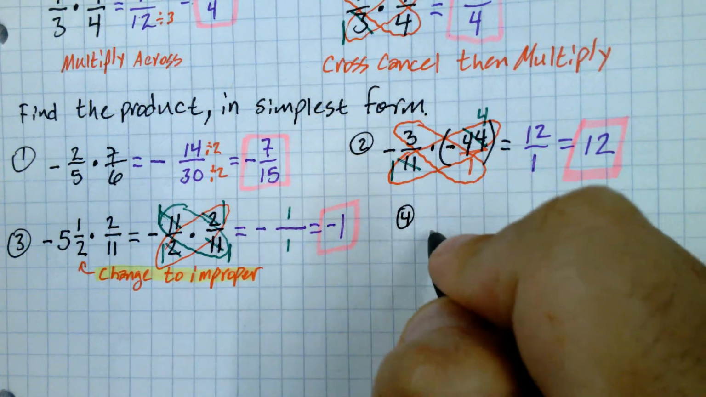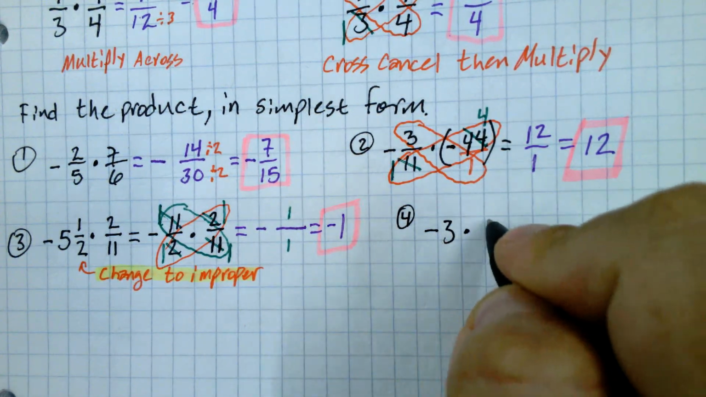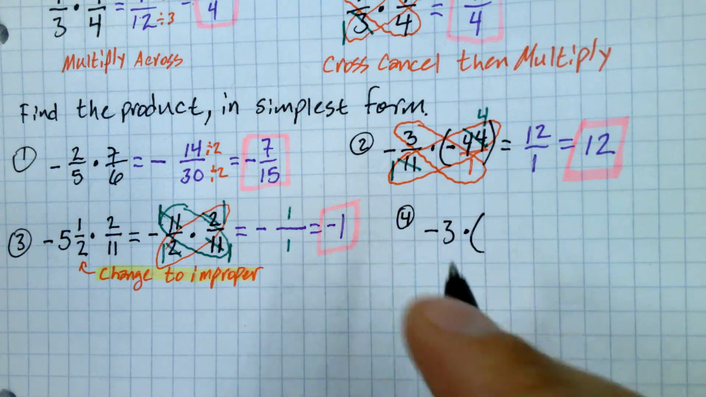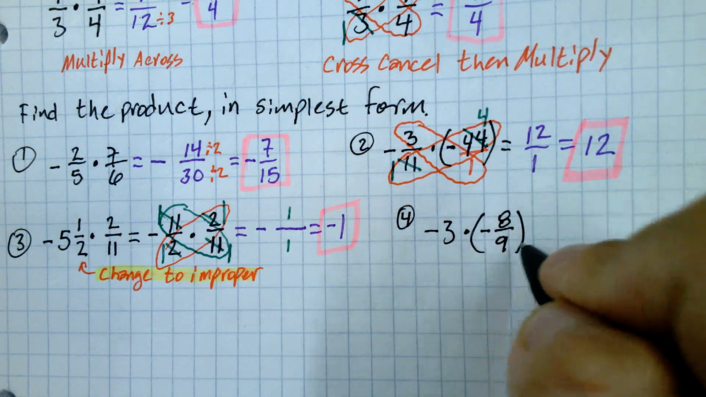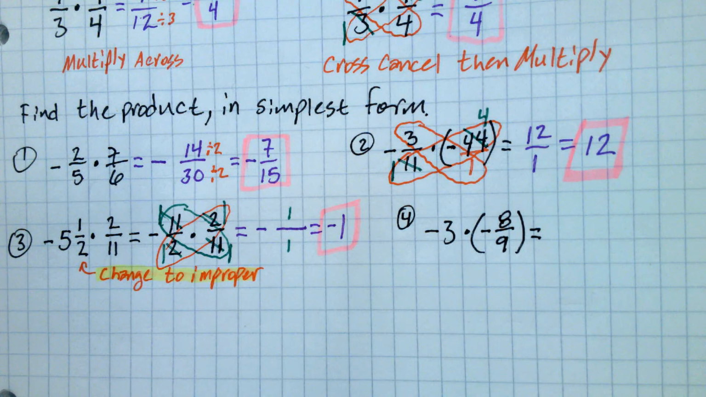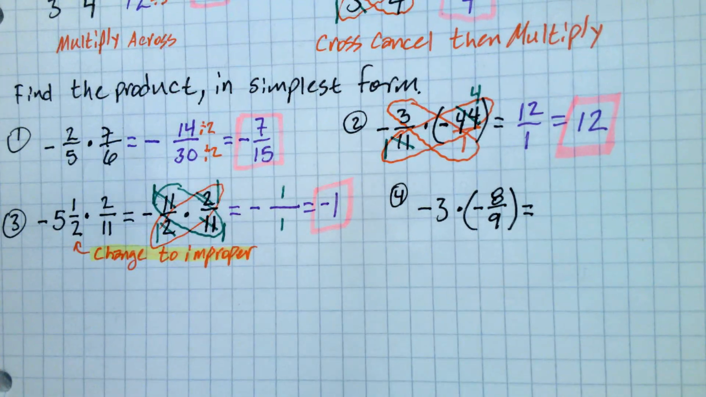Number 4, negative 3 times negative 8/9. Okay? Negative 3 times negative 8/9. Give it a try. Try it on your own. See what you get. And see if it matches my answer.